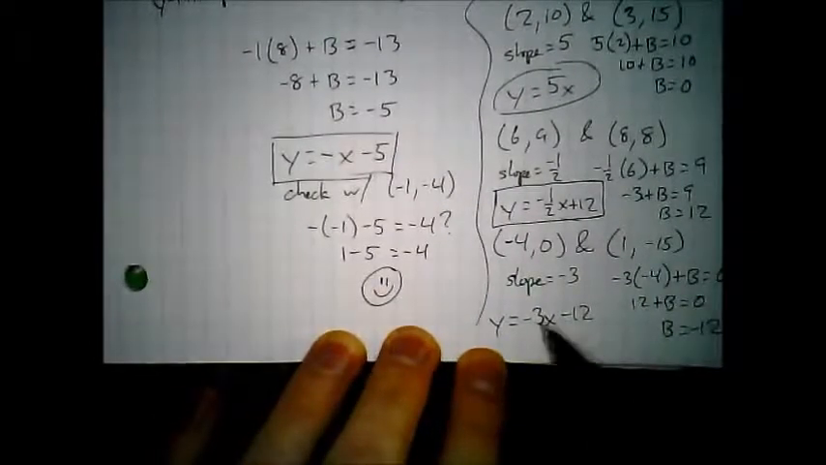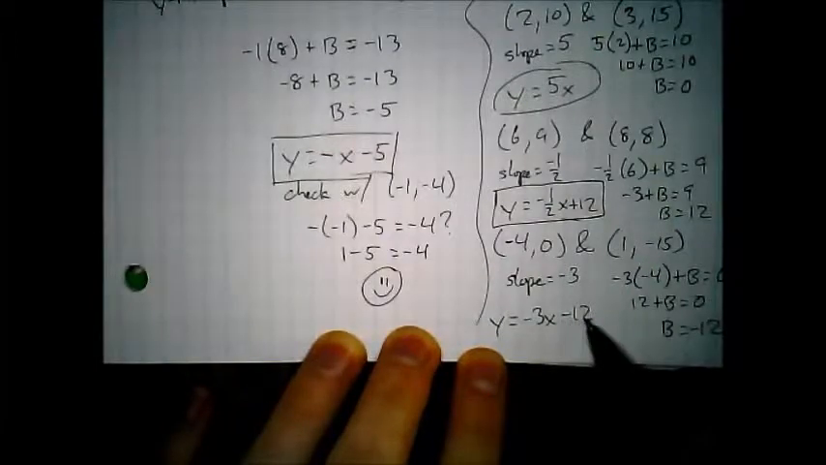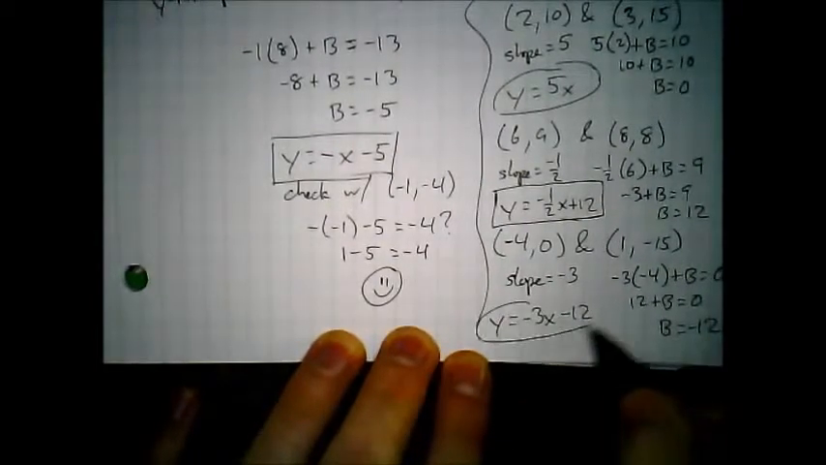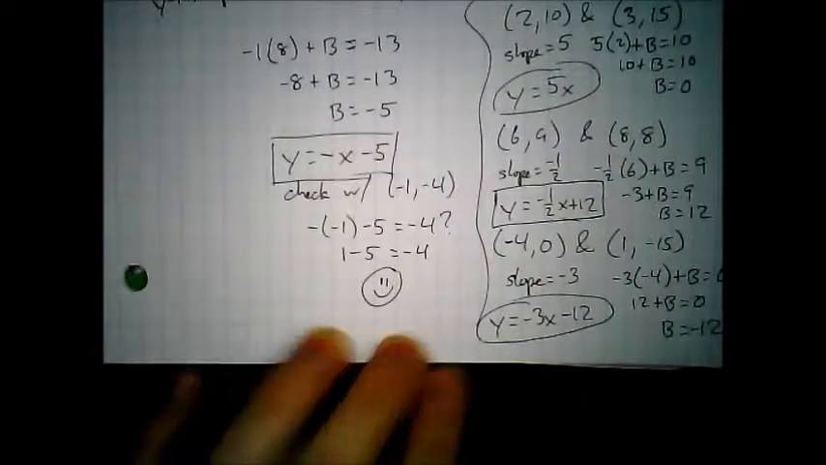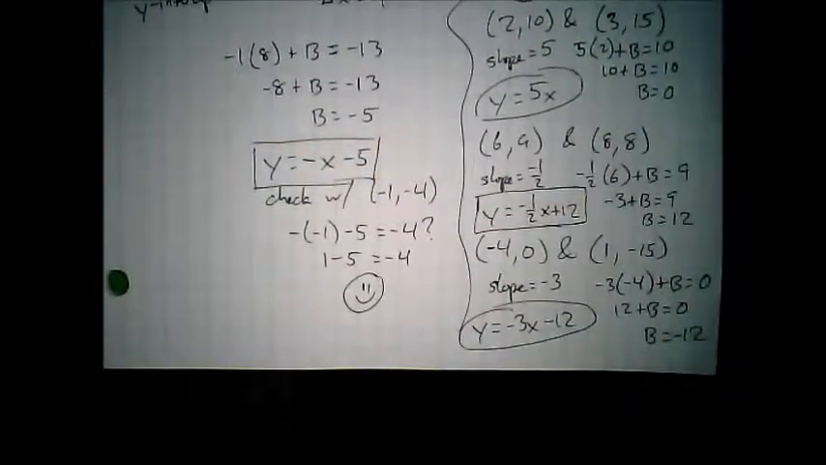Check with the other point. Negative 3 times 1 is negative 3. Negative 3 minus 12 is negative 15. That's exactly what we want. This point is also on this line. So these are the answers. If you need more practice, still refer to some of the other online resources or the textbook.